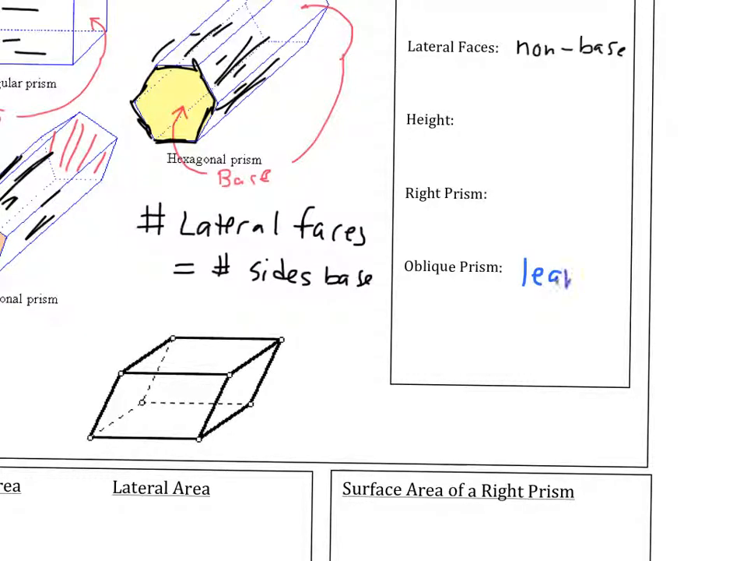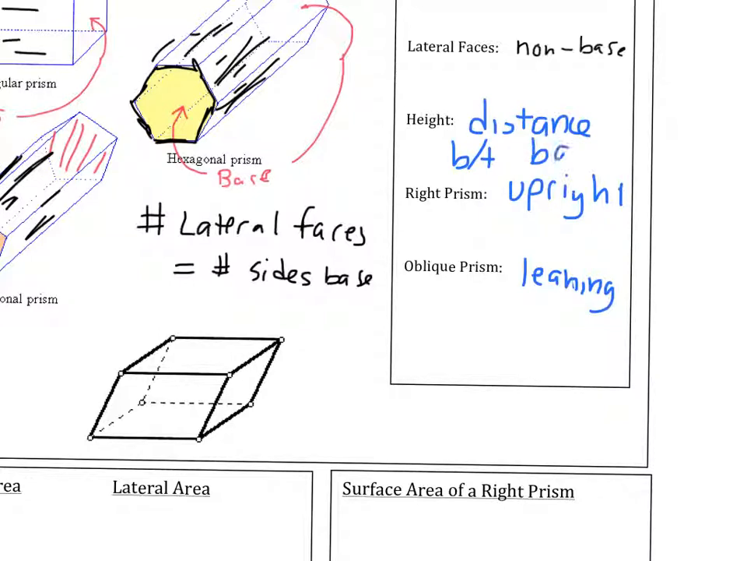This one is leaning, like the Leaning Tower of Pisa, and this one means that it's upright. That's just a quick way to look at it. And the height is the distance between the bases. All right.